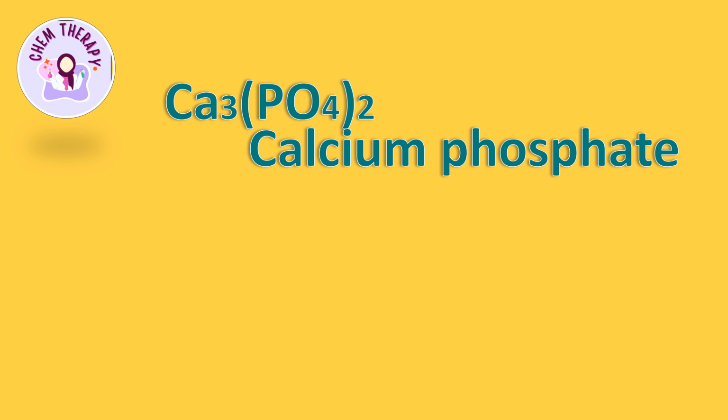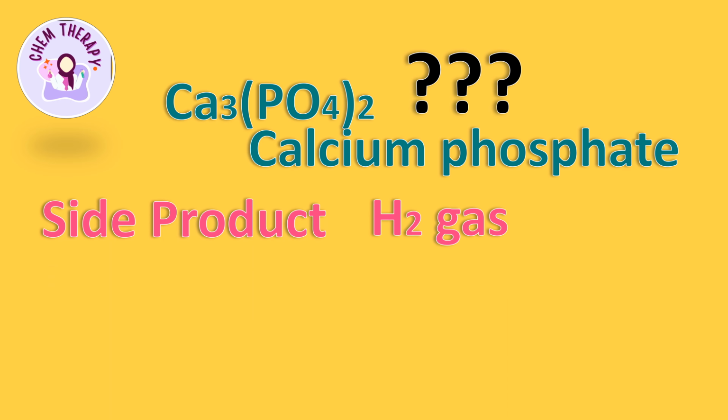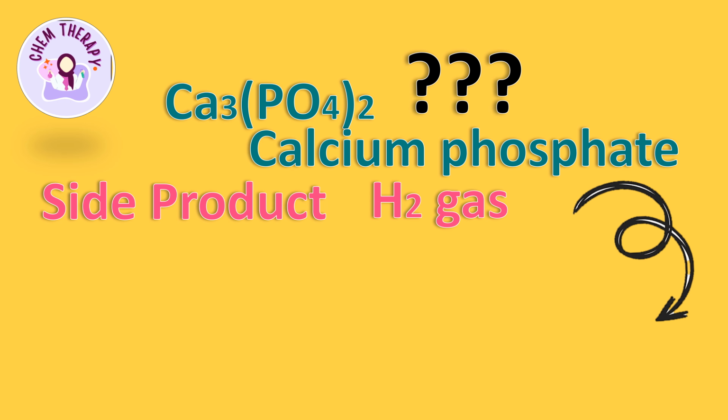Now, here is a question. By following which method would you prepare salt, calcium phosphate, if the side product is hydrogen gas?